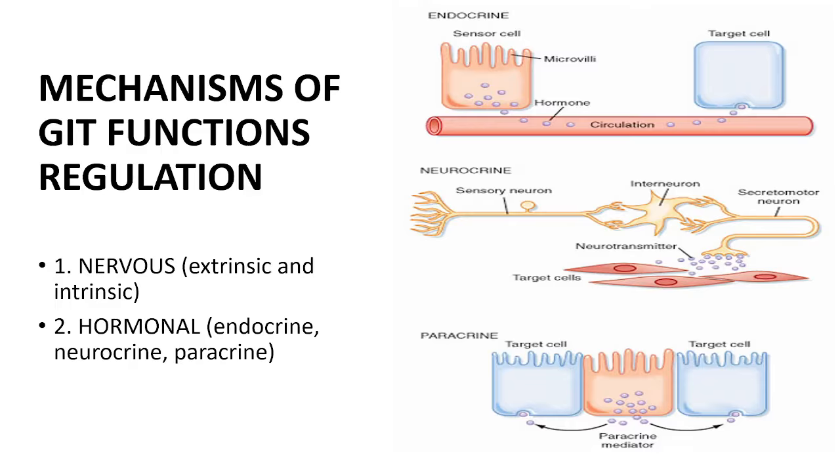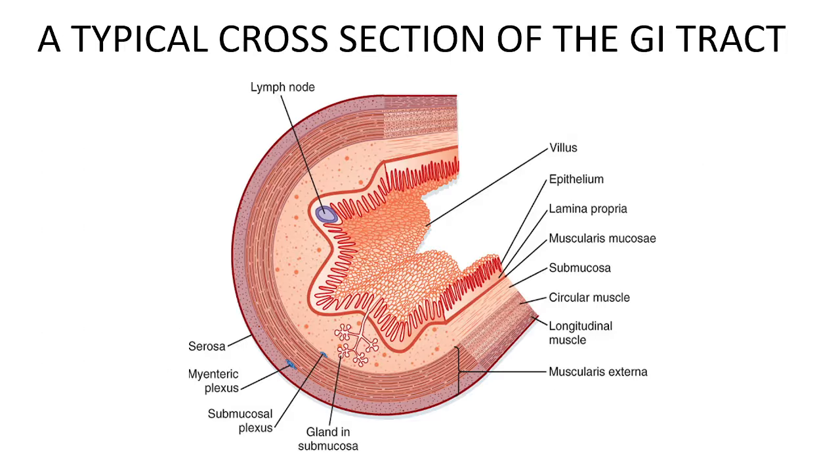When we are talking about the nervous system, we are talking about extrinsic and intrinsic. So extrinsic is sympathetic and parasympathetic, and intrinsic is the enteric nervous system, which is found in the wall of the gastrointestinal tract. This is basically the myenteric and submucosal plexuses, which are going through all the tube of the gastrointestinal tract, from esophagus all the way down to the anus.